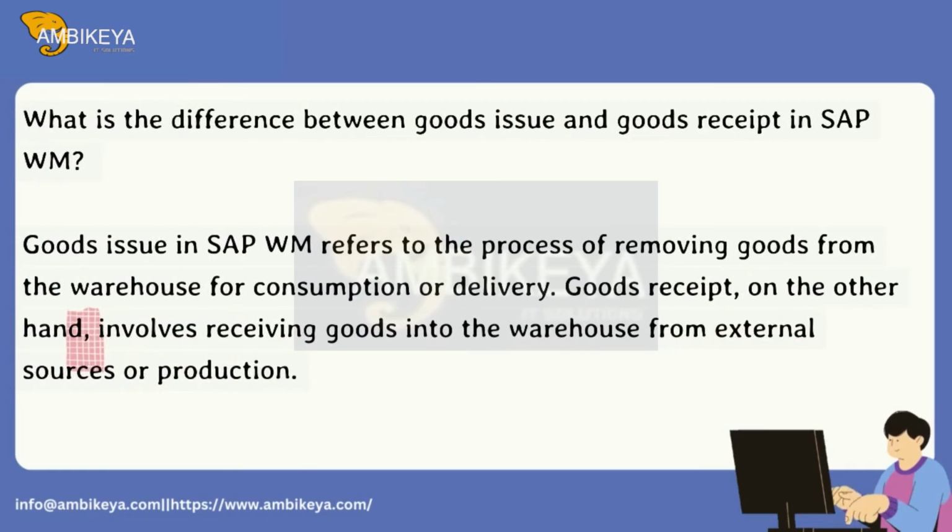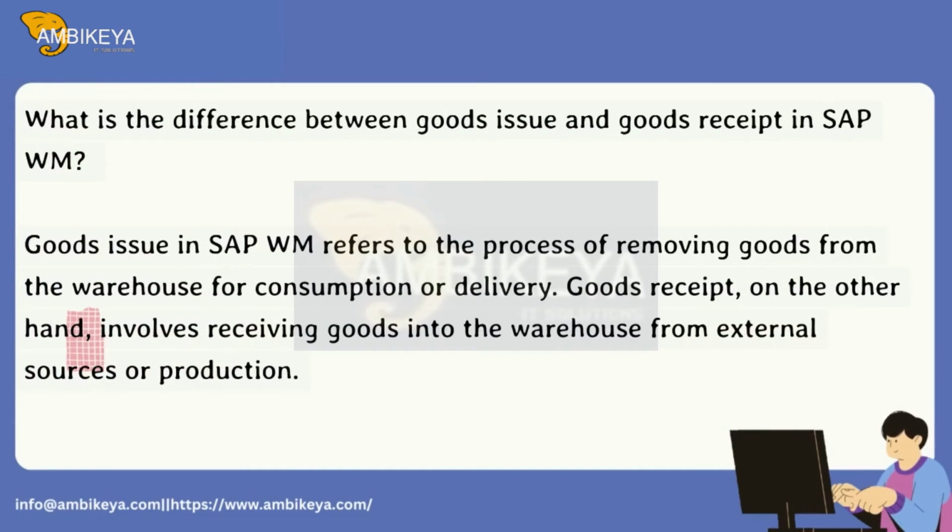What is the difference between goods issue and goods receipt in SAP WM? Goods issue in SAP WM refers to the process of removing goods from the warehouse for consumption or delivery. Goods receipt, on the other hand, involves receiving goods into the warehouse from external sources or production.